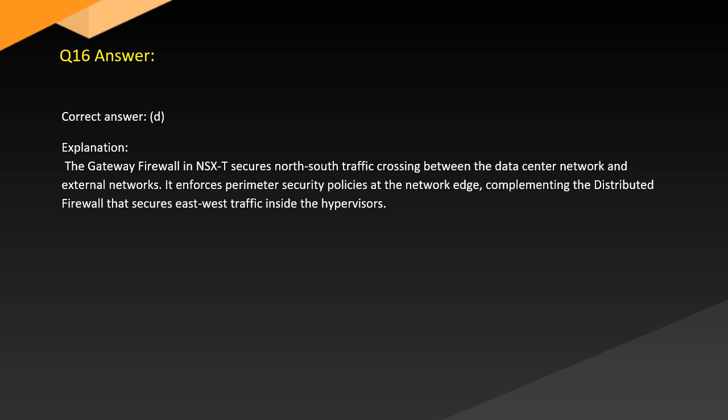Answer. Correct answer: D. Explanation: The gateway firewall in NSX secures north-south traffic crossing between the data center network and external networks. It enforces perimeter security policies at the network edge, complementing the distributed firewall that secures east-west traffic inside the hypervisors.